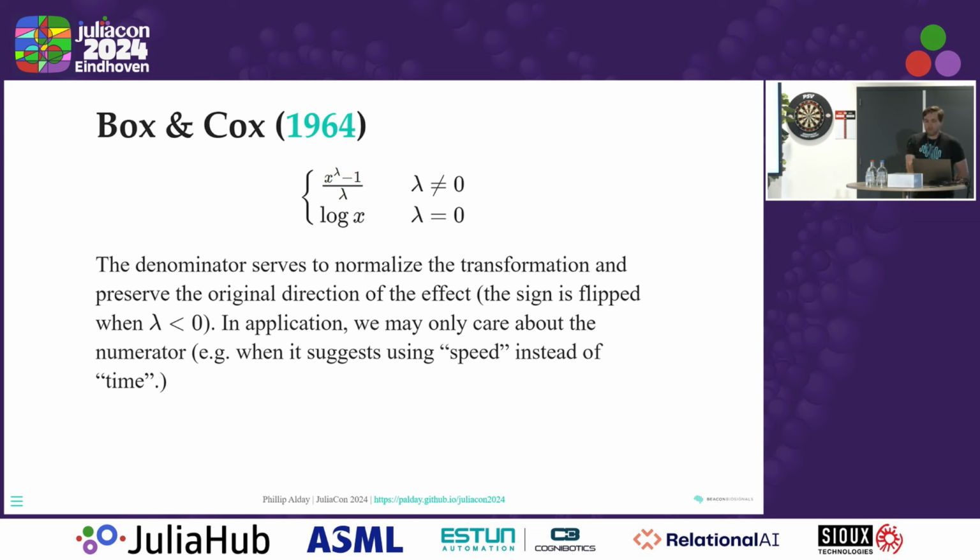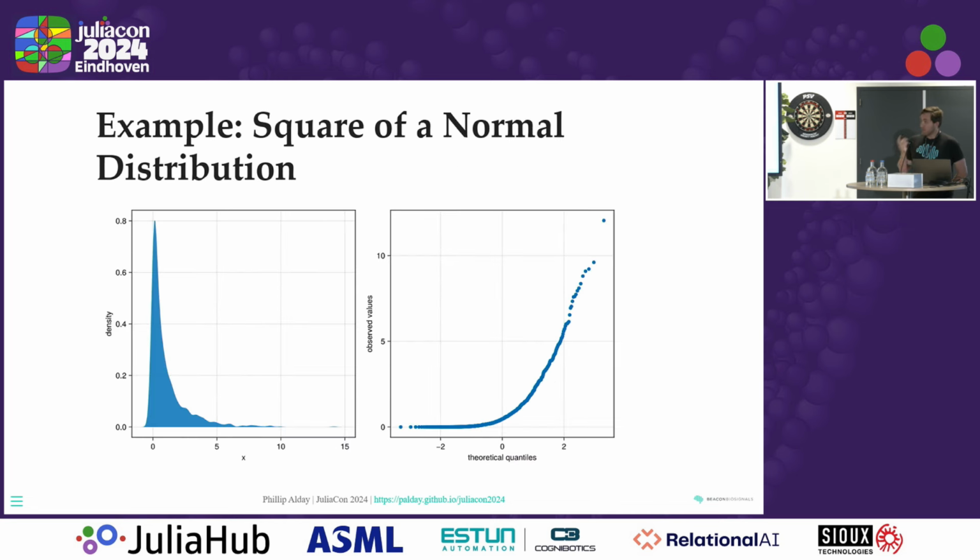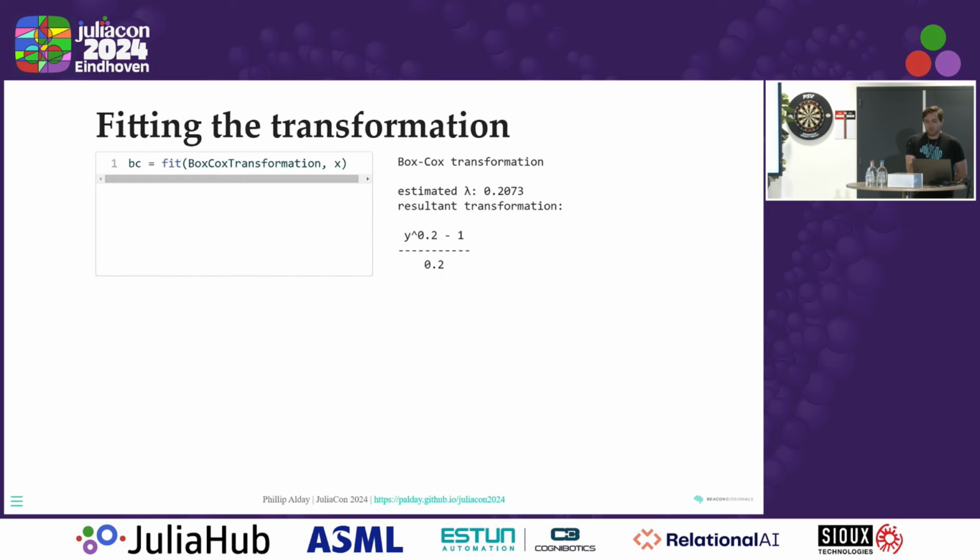I'm not going to go into the math here, but it also will give you the log as a special case. As an example, this is a normal distribution that I have squared, and you can see that the square of a normal distribution is indeed not normal. And with BoxCox.jl, you can just fit the BoxCox transformation, and it will give you an estimate of this. It doesn't come back as 0.5 exactly. That's life with real data. But it does this, and it uses the StatsAPI fit syntax.